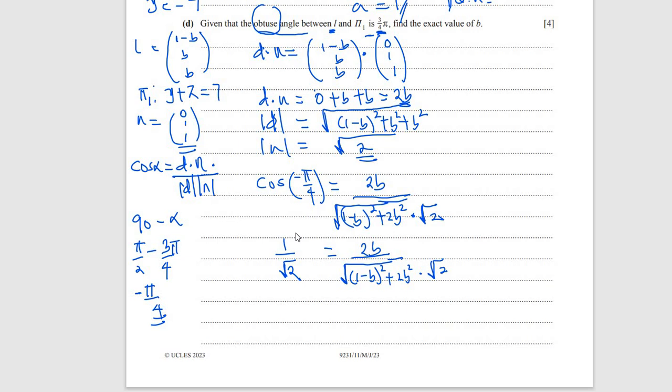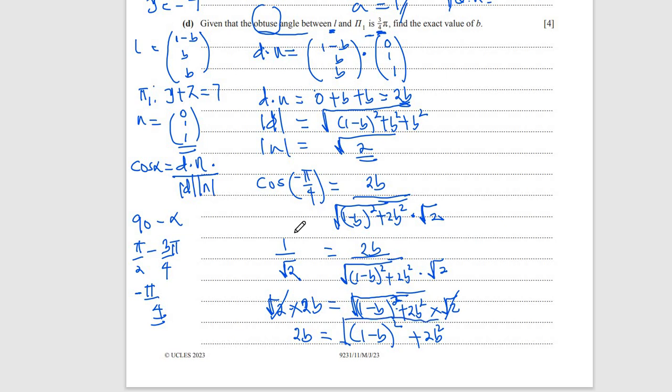When we cross multiply, we have root 2 times 2b equal to 1 times the square root of (1 minus b) squared plus 2b squared, times root 2. Root 2 cancels root 2. So what do we have here? 2b equal to the square root of (1 minus b) squared plus 2b squared.